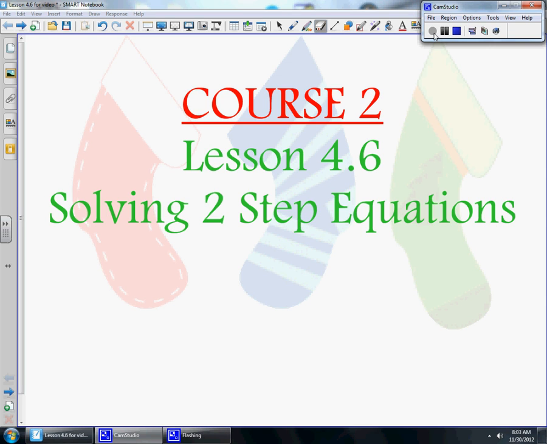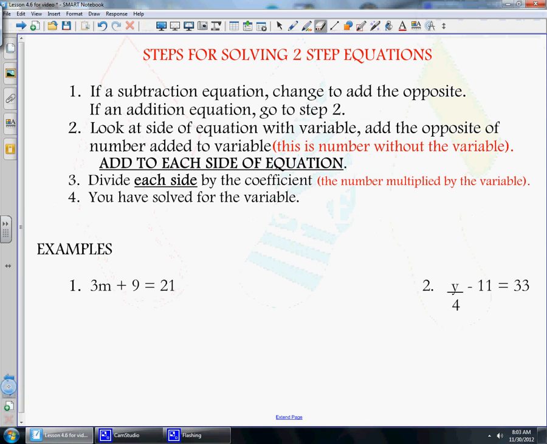This is Course 2, Lesson 4-6, Solving Two-Step Equations. Open up your notebook, title your page, and get ready to take notes. These are the steps for solving two-step equations. Why don't you copy these into your notebook, and then we'll follow these steps as we solve a problem.